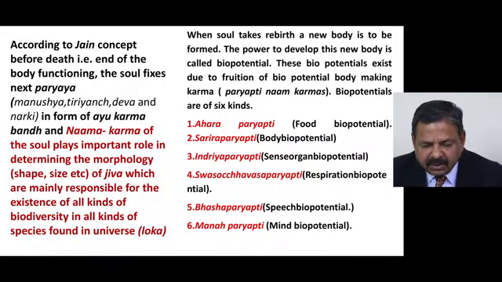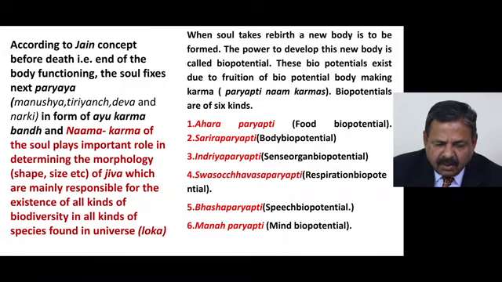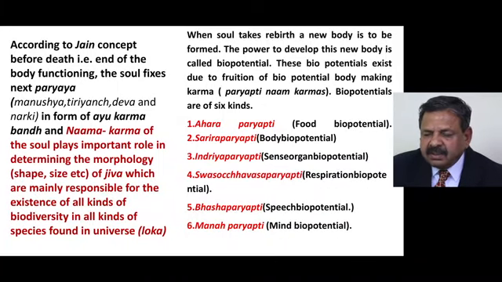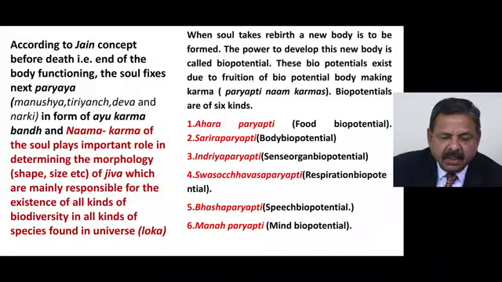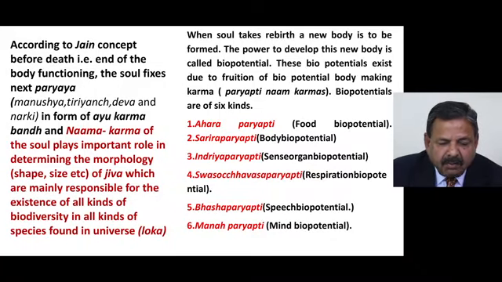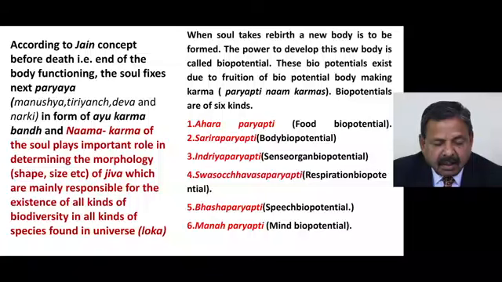And the migratory soul, as we call it, possesses the ayu karma and the nam karma. These nam karmas will determine in which place that soul will go and take rebirth. So the nam karma plays an important role in determining the morphology or shape, size, etc. of the jeev, which are mainly responsible for the existence of all kinds of biodiversity in all kinds of species found in the universe.